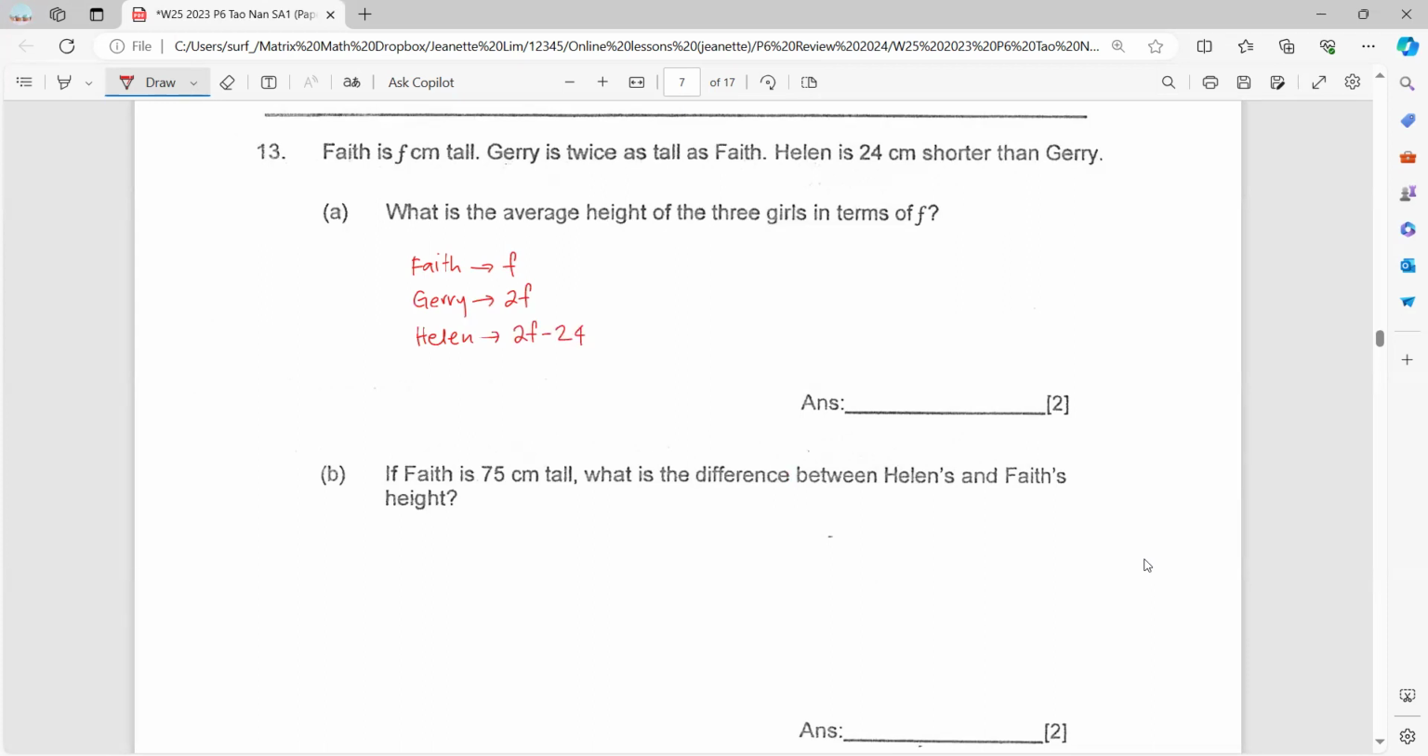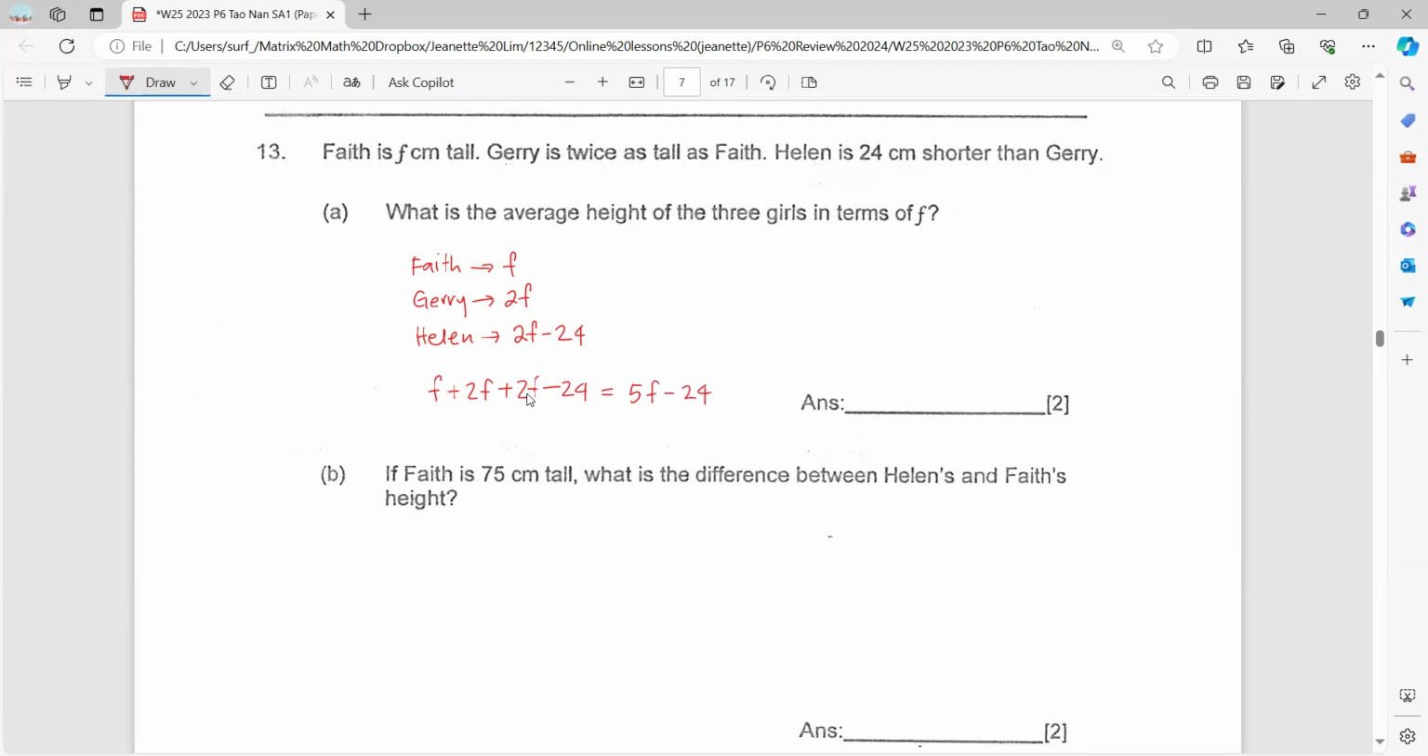Next, you want to find average, you need to first find the total. So what is the total? F plus 2F plus 2F minus 24. Keep the minus 24 on its own, combine all the F's. So 1, 2, 3, 4, 5, 5 F's minus 24. This is the total.